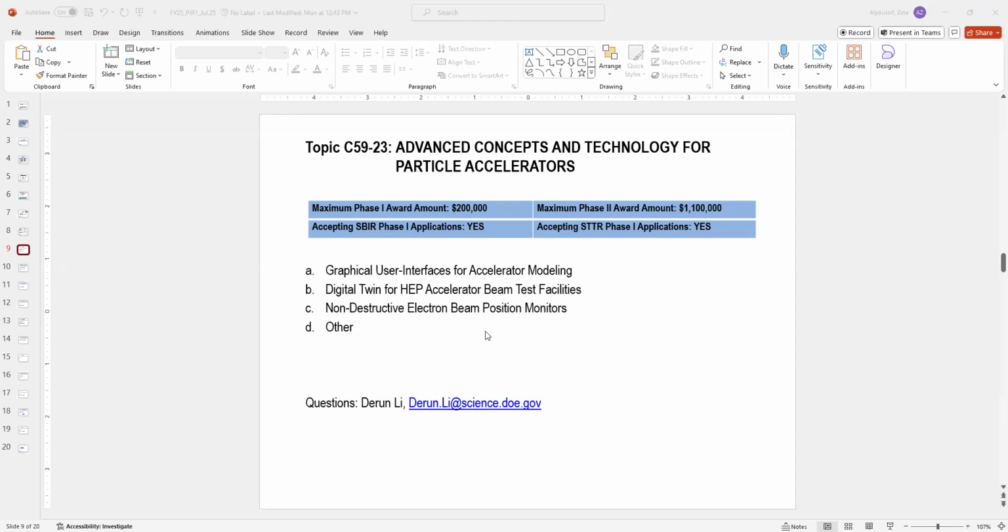How complete does the DT need to be? Yeah, that's for subtopic B. Okay, so how complete does the DT need to be, or can the DT be a plan or framework which would work for a DOE facility?